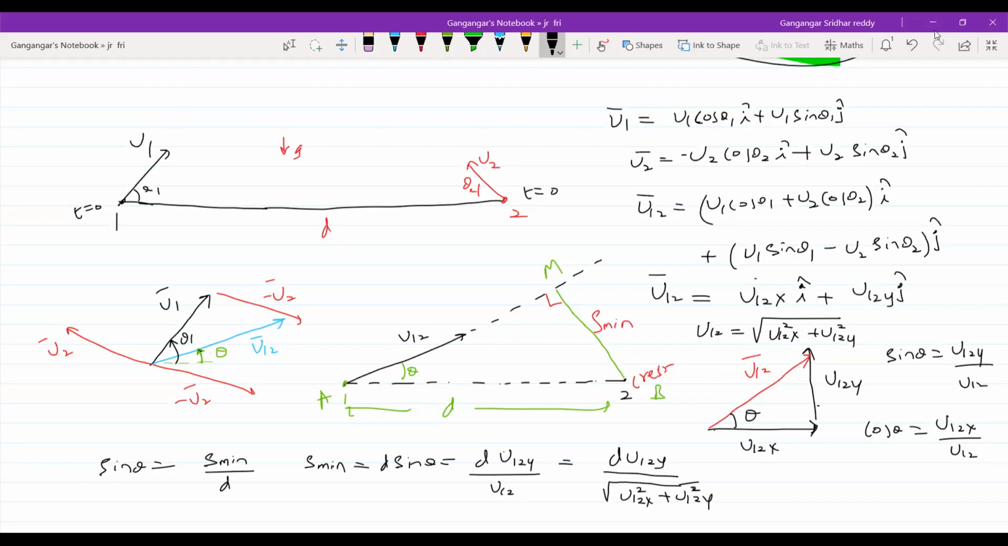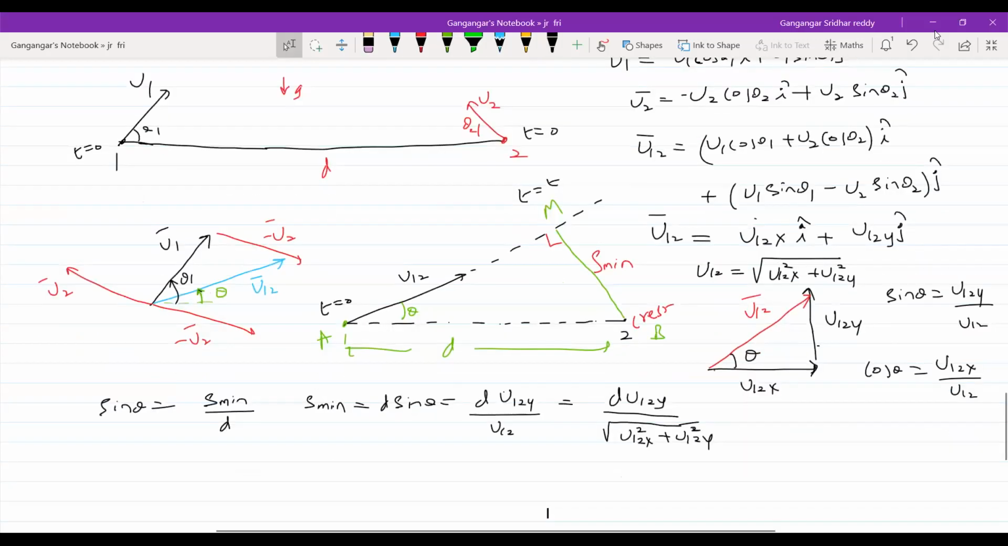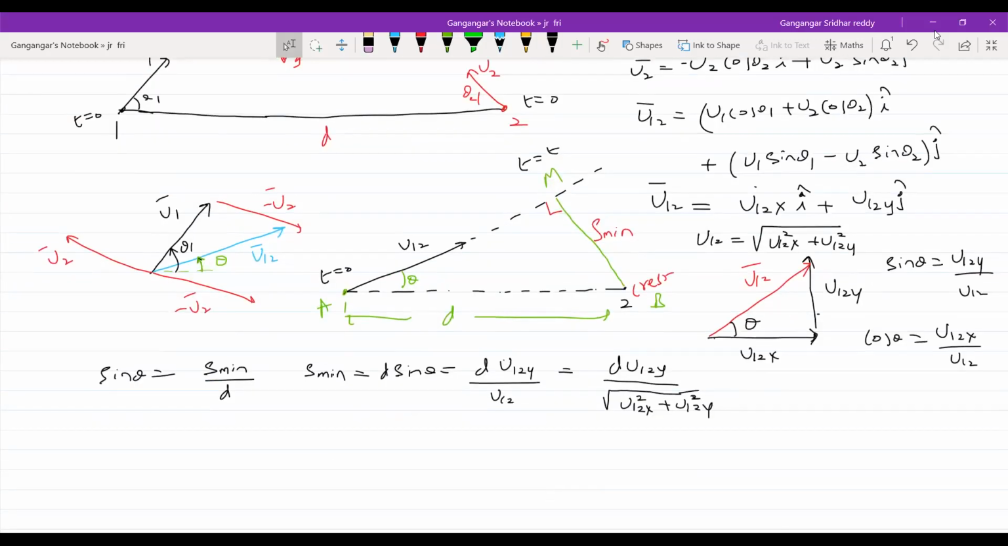What about the time? At T equals 0, it is here, no? After some time T, it will be here. How to calculate that time? So U12 is equal to AM by T, no? That is what that T is.